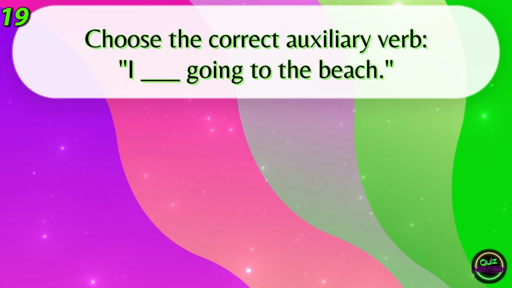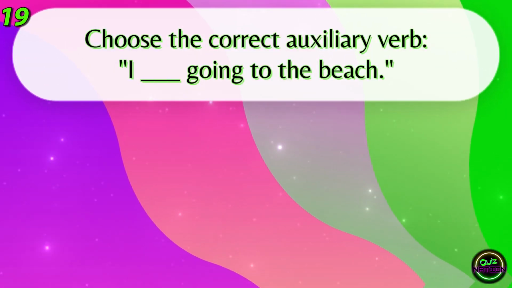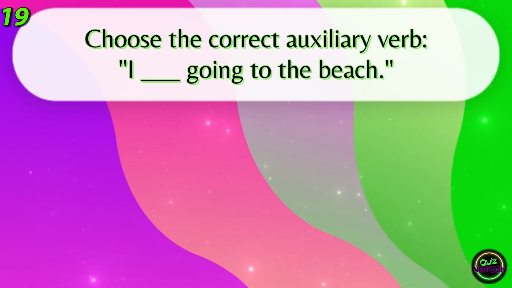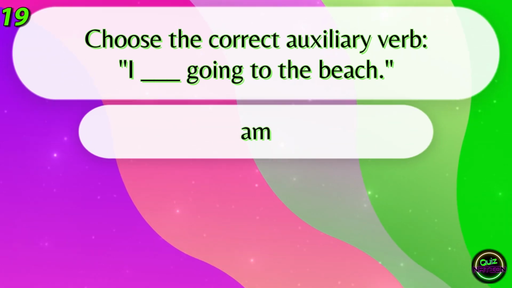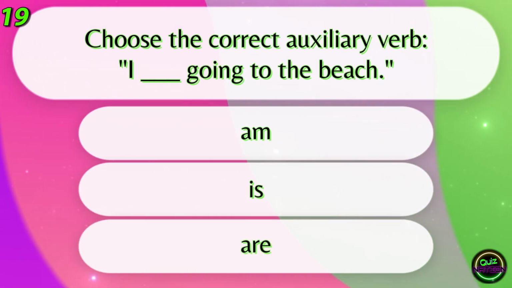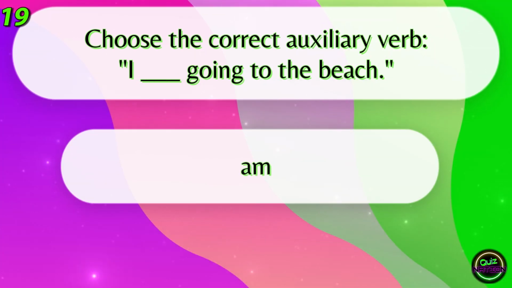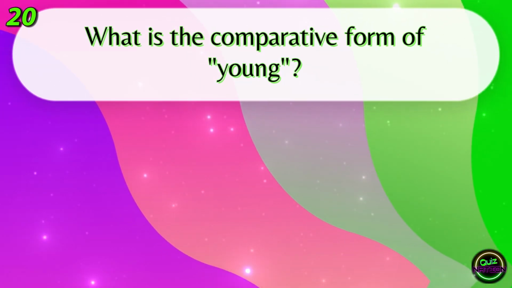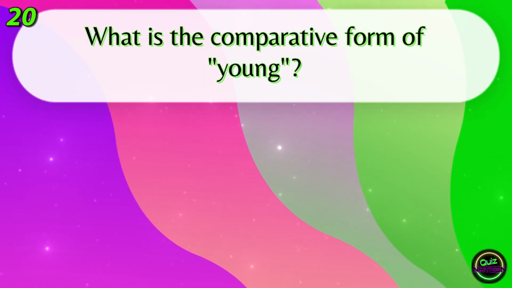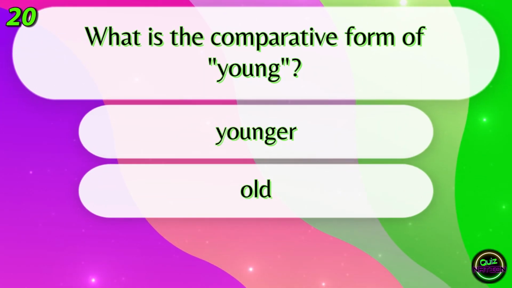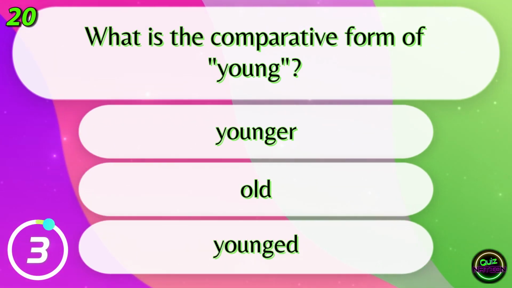Choose the correct auxiliary verb. I blank going to the beach. Am, is, are. I am going to the beach. What is the comparative form of young? Younger, old, younged.